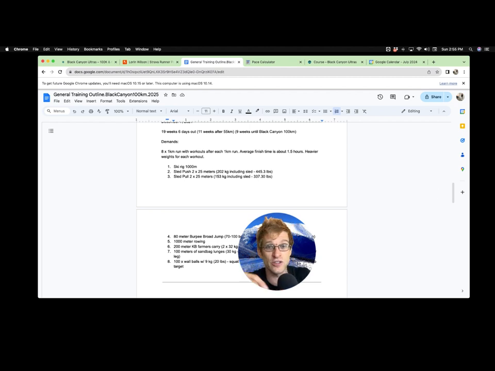And then this is where it kind of gets funny. 202 kilograms, which is 445 pounds, which is literally three times my body weight. So 140 times three would be 420 pounds, so a little bit over three times my body weight. I'm not even going to lie, I don't even know if I can push that yet. So it's going to be really fun to build up for that.